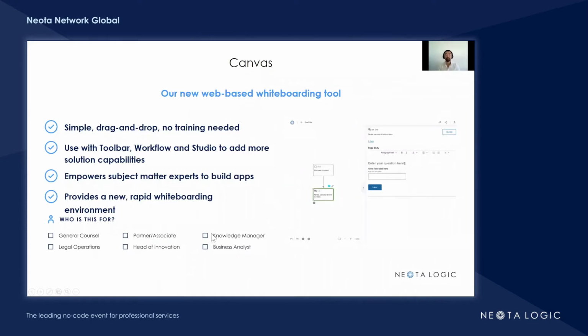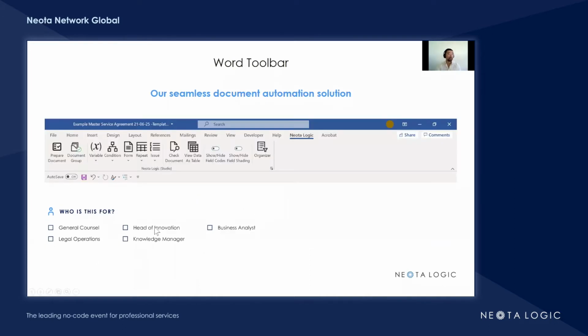Canvas is a web-based product that enables subject matter experts to quickly and effectively turn their expertise into runnable applications. Now, as it will be demonstrated today, Canvas is a true whiteboarding tool, fully compatible with workflow and fully compatible with our Word toolbar. Now, the Neota Word toolbar feature, on the other hand, increases efficiencies and control over automating templates created in Microsoft Word. Through the Neota Word toolbar, authors are able to create questions, conditional text, and logic variables while supporting all existing features of the document, things like tables, headings, footers, bullet points, etc.